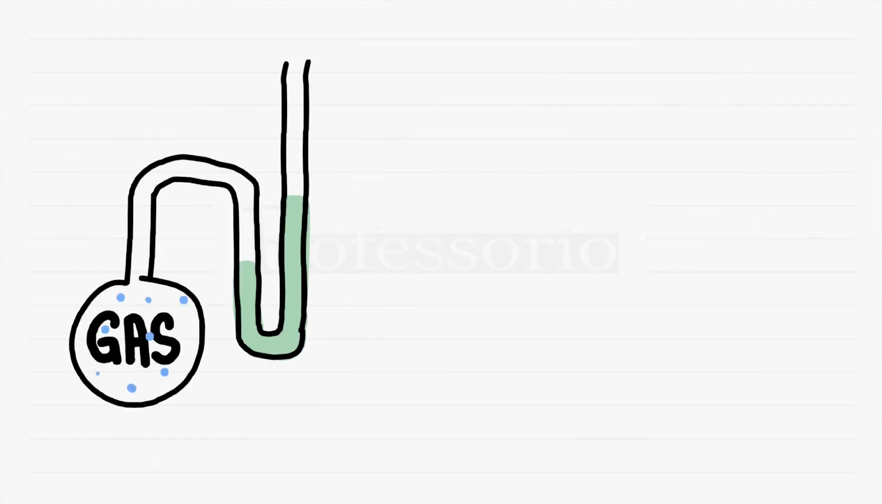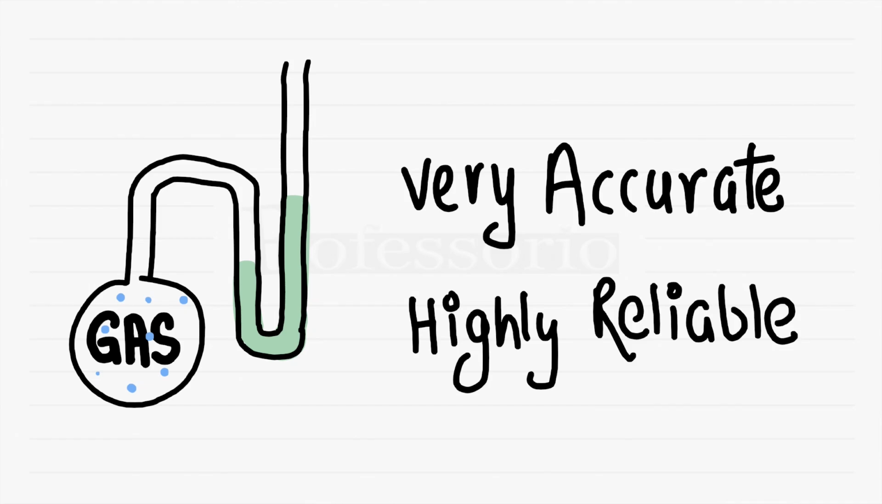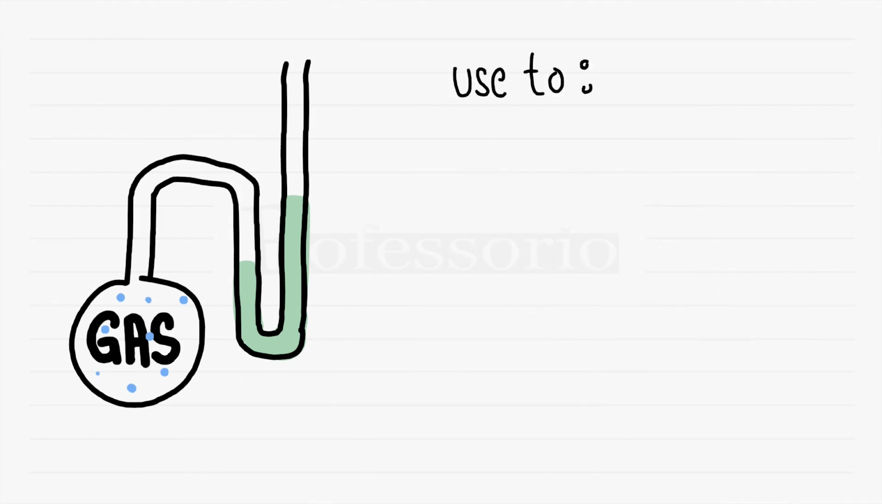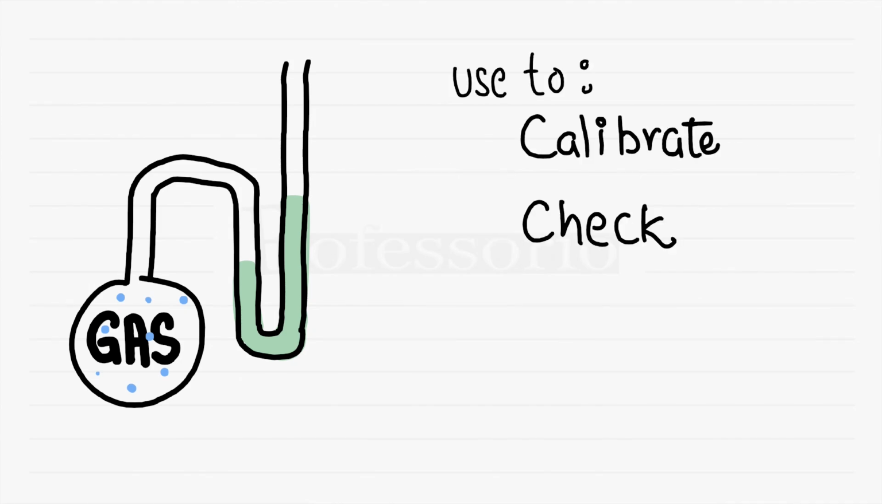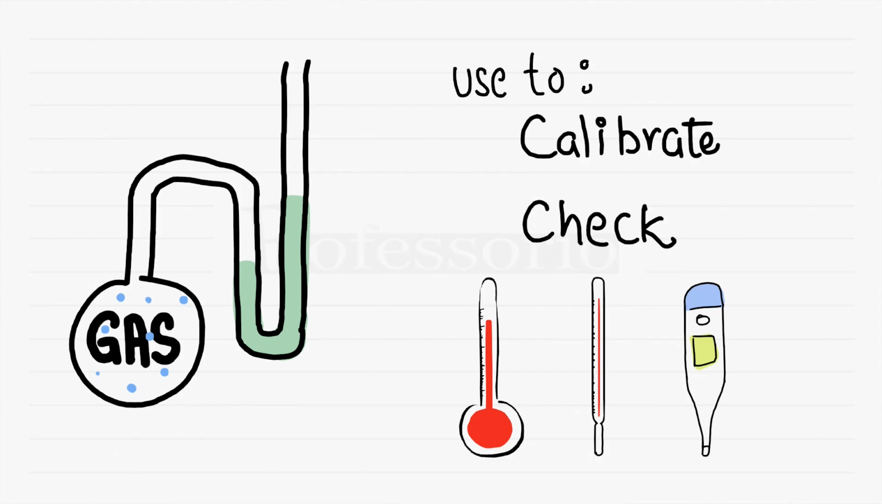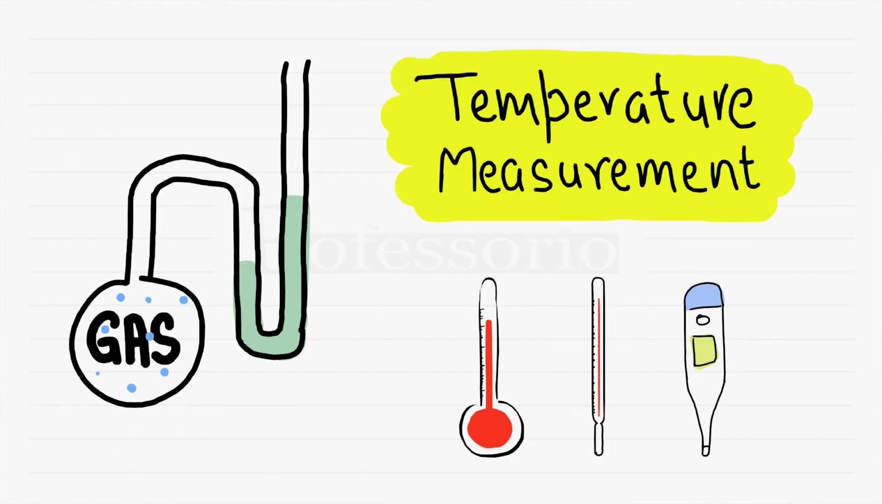These gas thermometers are so accurate and reliable that scientists use them to calibrate and check every other thermometer in the world. So that's how we measure temperature. From a simple mercury thermometer to precise gas thermometers that define our temperature scales. But this story doesn't stop there.